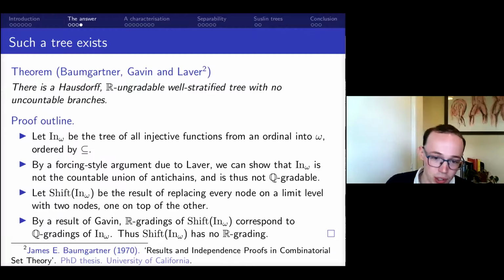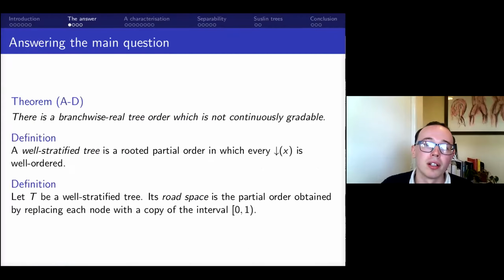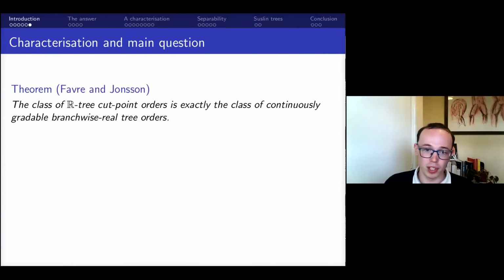And then by a result of Gavin, in fact this holds true for well-stratified trees in general, any R grading of the shifted tree corresponds to a Q grading of the original tree. And thus the shifted tree has no R grading. And thus, putting this all together, we have a proof of this result.